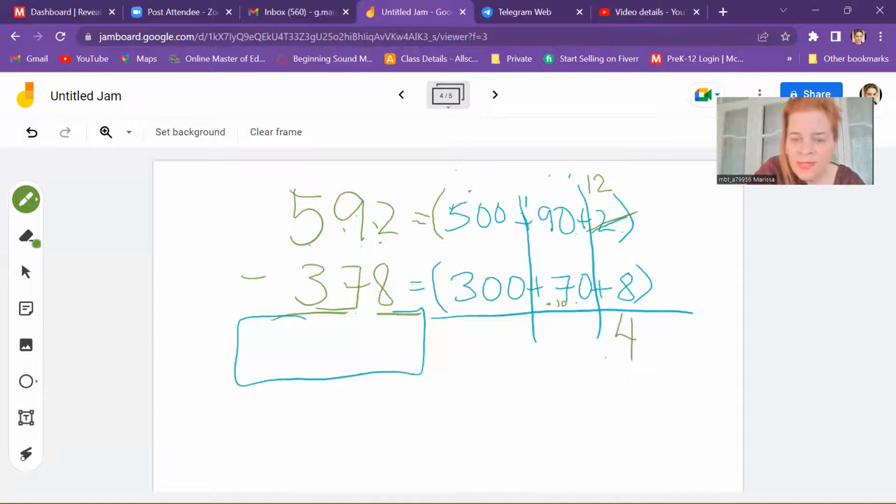Okay, now I have this little 10 here. It means I need 10 plus 70. What's 10 plus 70? 80, right? So I'm going to make this an 80. It's going to become an 80. Okay.